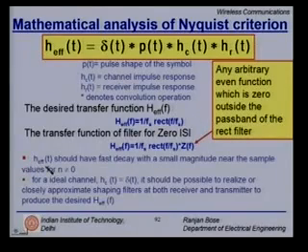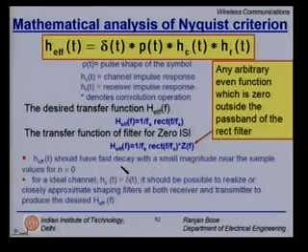H effective should have some other properties. It should have a fast decay with a small magnitude near the sample values, because there could be jitters in the sampling interval. You may sample not exactly at the sampling instance, but a little before or after that. So, I should not take in too much of the interference in terms of the inter-symbol interference. It should have a fast decay and very small values near the zero crossings.